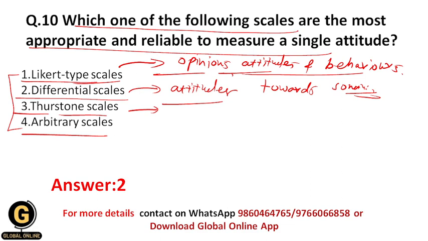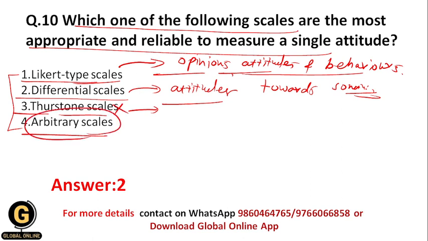So Thurstone scale measures respondents' attitude by using a series of agree-disagree statements of various weightage. Okay, so basically here again you can measure the respondents' attitude, but by using the series of agree-disagree statements of various weightage, and that's why here you can't measure only a single attitude. So over here you can measure different types of attitude of a single person. Okay, that's why this option gets eliminated.